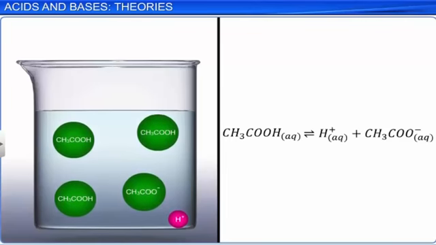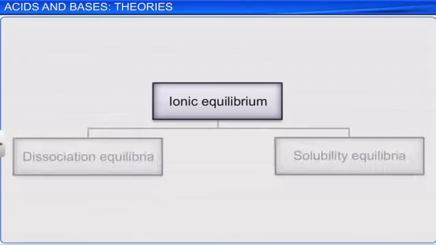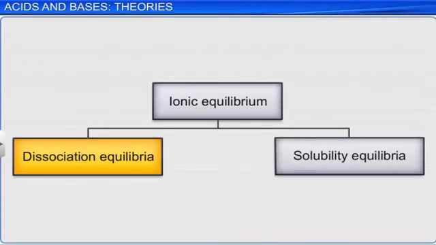Ionic equilibrium can be conveniently studied under two headings: dissociation equilibria, solubility equilibria. Dissociation equilibria. The equilibrium between a dissolved undissociated molecule and its ions is known as dissociation equilibria. In general, dissociation equilibria involve either acids or bases.